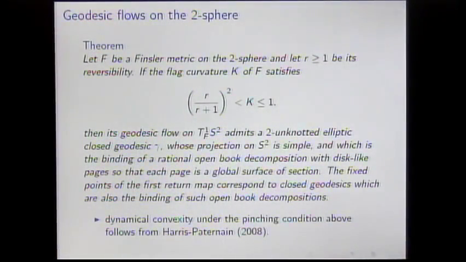Okay. I must mention that this pinching condition implies dynamic convexity because it was computed by Harris and Paternain that this is true. So this is an application of our theorem and also of this Harris-Paternain theorem. It's very important to use this information here. So this includes, for instance, for Riemannian metrics, the 1/4 pinching, where R equals 1. Okay, almost there.